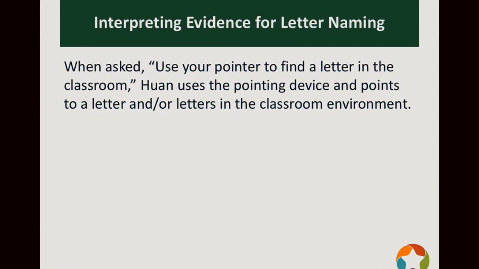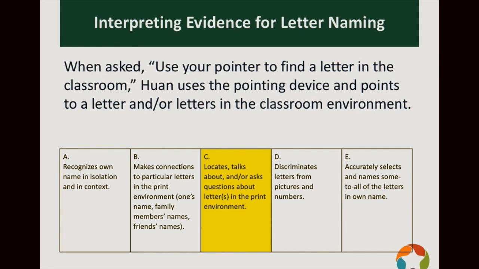Let's move on to letter naming. Find letter naming on your KEA at-a-glance document. When asked, use your pointer to find a letter in the classroom, Juan uses the pointing device and points to a letter and/or letters in the classroom environment. That's skill step C. Locates, talks about, and/or asks questions about the letters in the environment.